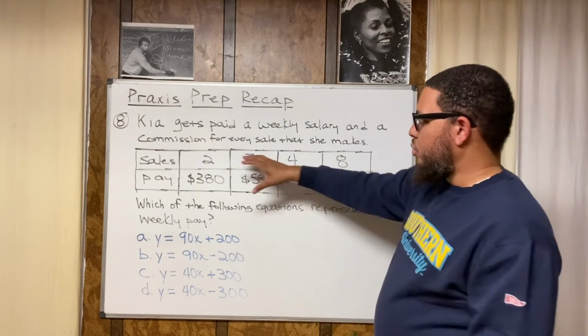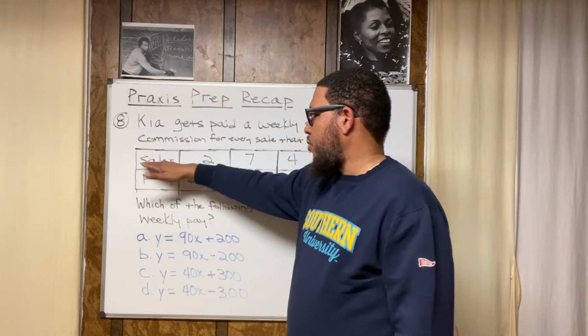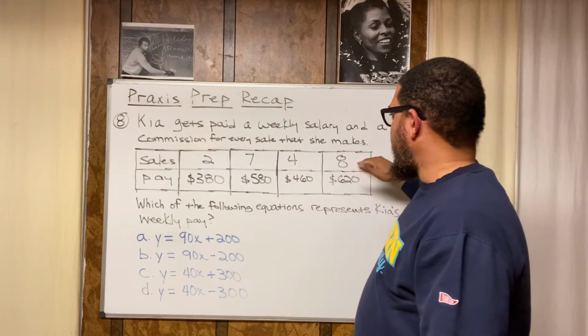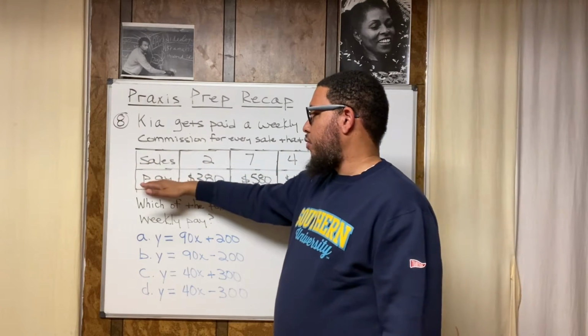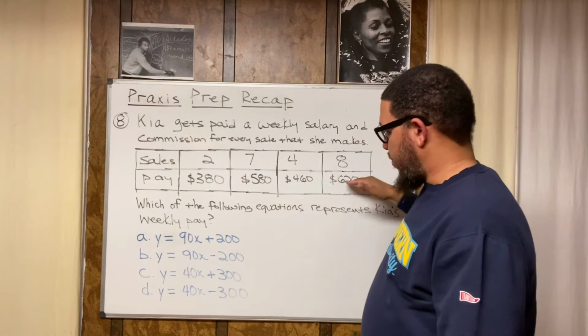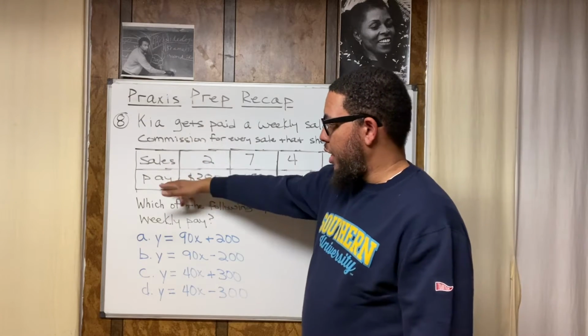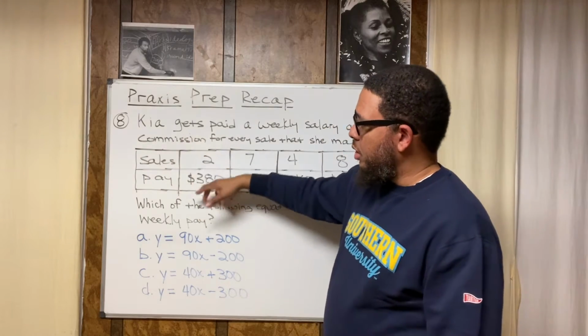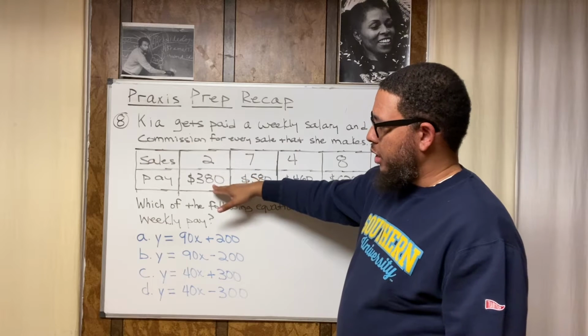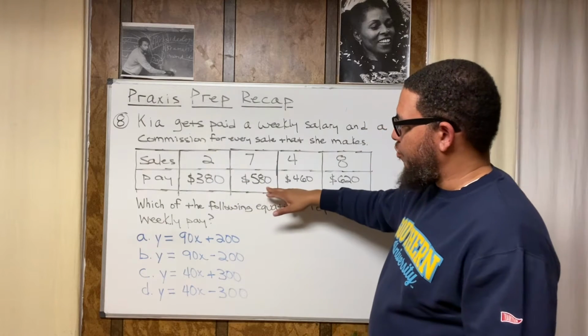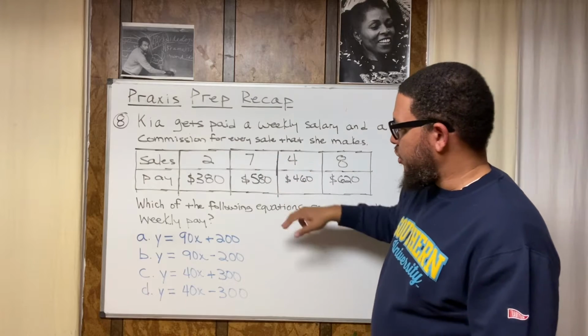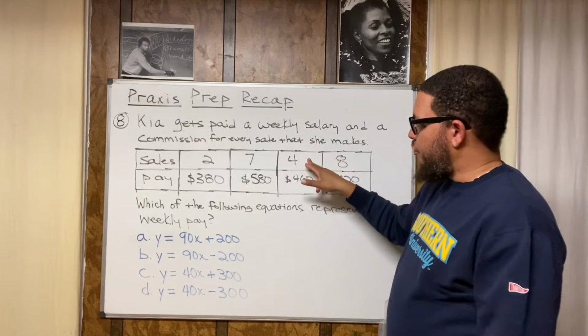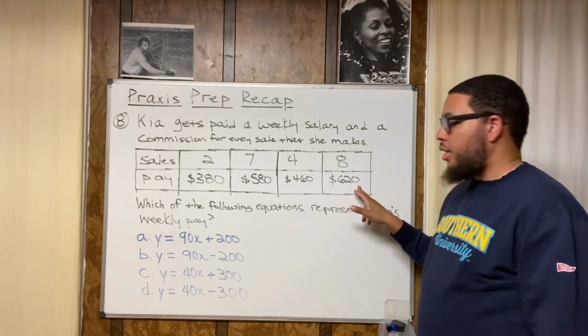All right, so we have this little chart here. This top row represents the amount of sales that Kia makes, and this bottom row represents the pay that she gets, the pay which corresponds to the number of sales. So when she got paid $380, she made 2 sales. When she got paid $580, she made 7 sales. When she got paid $460, she made 4 sales. When she got paid $620, she made 8 sales.